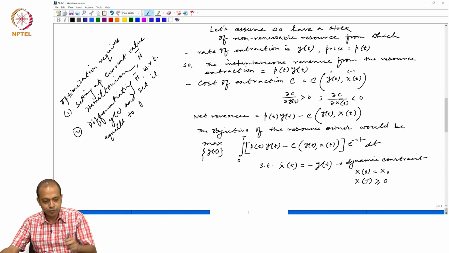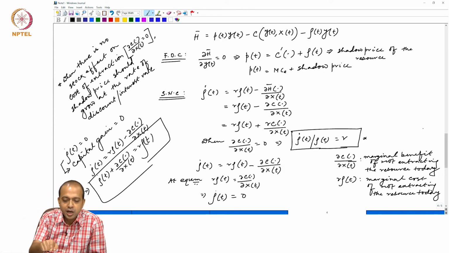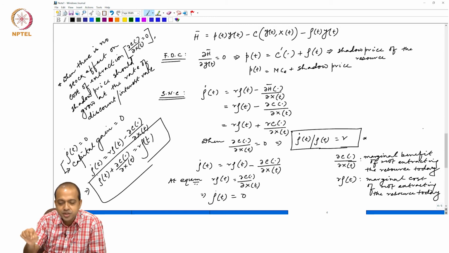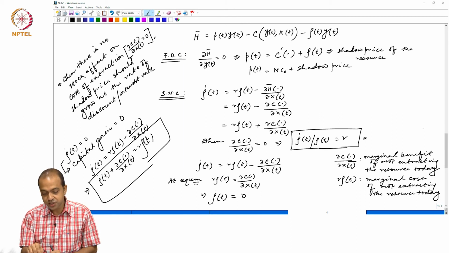If we follow these two steps, the first step is that we set up the Hamiltonian. And how do we get the Hamiltonian? This is simply net revenue minus the opportunity cost of extracting the resource today: rho t into the amount we have subtracted, and rho t is basically what we call the shadow price of the resource. So, if you differentiate, the first order condition gives us price equals marginal cost of extraction plus the shadow price.